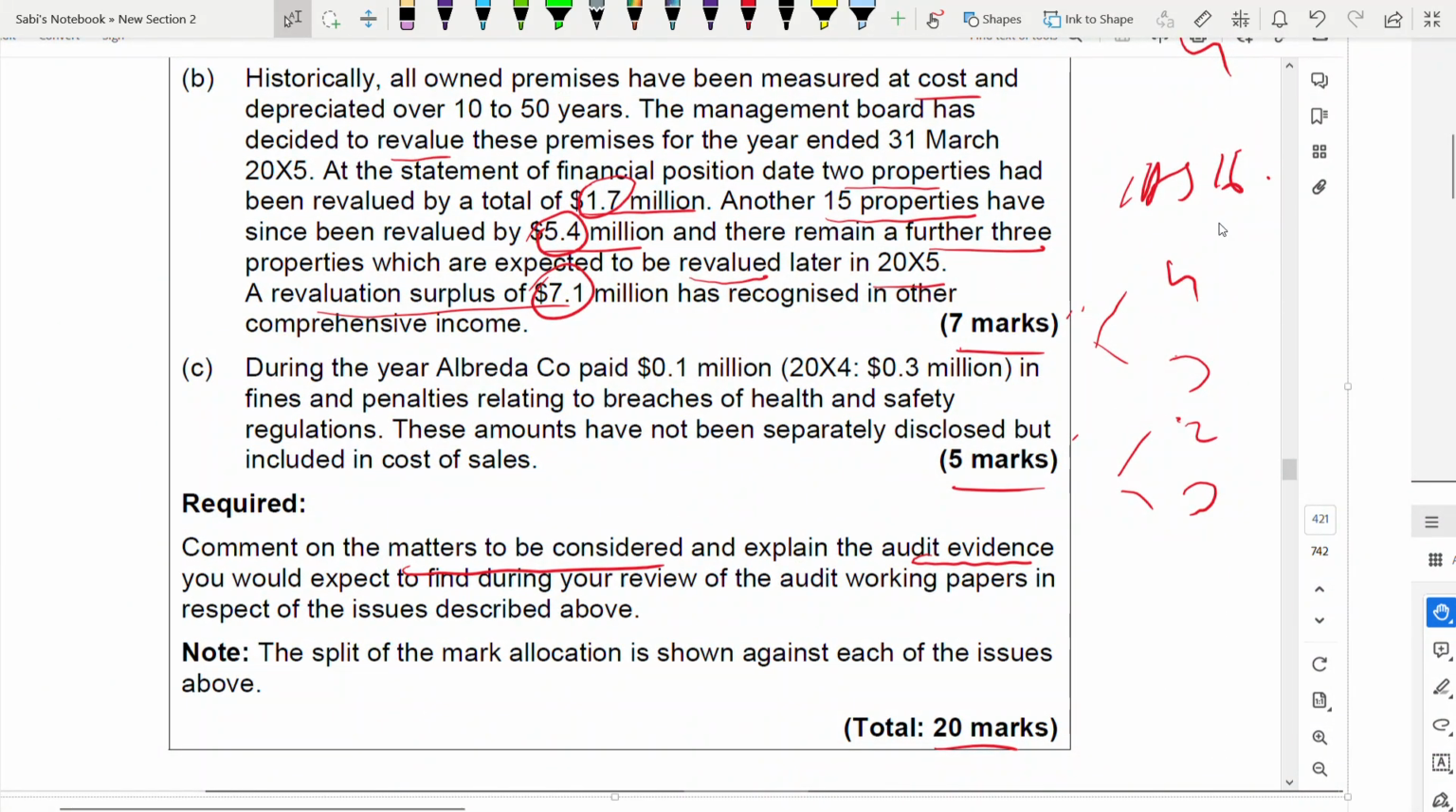This one is for 5 marks. Okay, during the year they have paid 0.1 in fines and penalties for breaching health and safety regulation. In 2004 it was 0.3. They did not separately disclose this, but they have included it in the cost of sales. First, check whether the 0.1 is material or not. Next, we have to see whether this treatment, that they have not disclosed separately but included in the cost of sales, is correct or not.